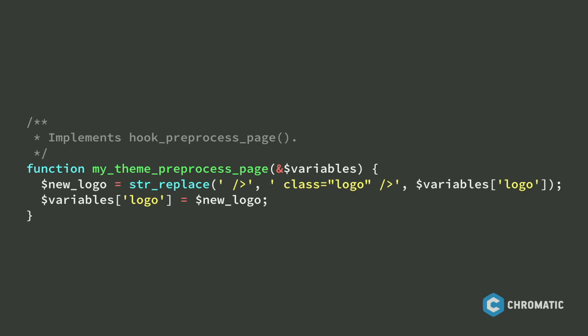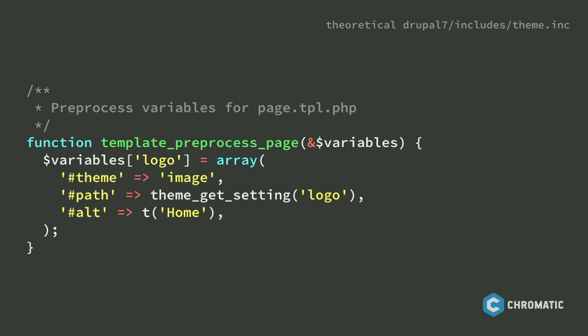Okay, so judging by the reaction, I don't need to tell you that this is not ideal. And in situations with more complex markup, this is obviously not going to be an option. We don't want to start writing regular expressions to do insane things. So instead of using the theme function to initially create that logo variable, and again, this is theoretical core doing its work, instead, we're going to construct that logo variable using a render array.